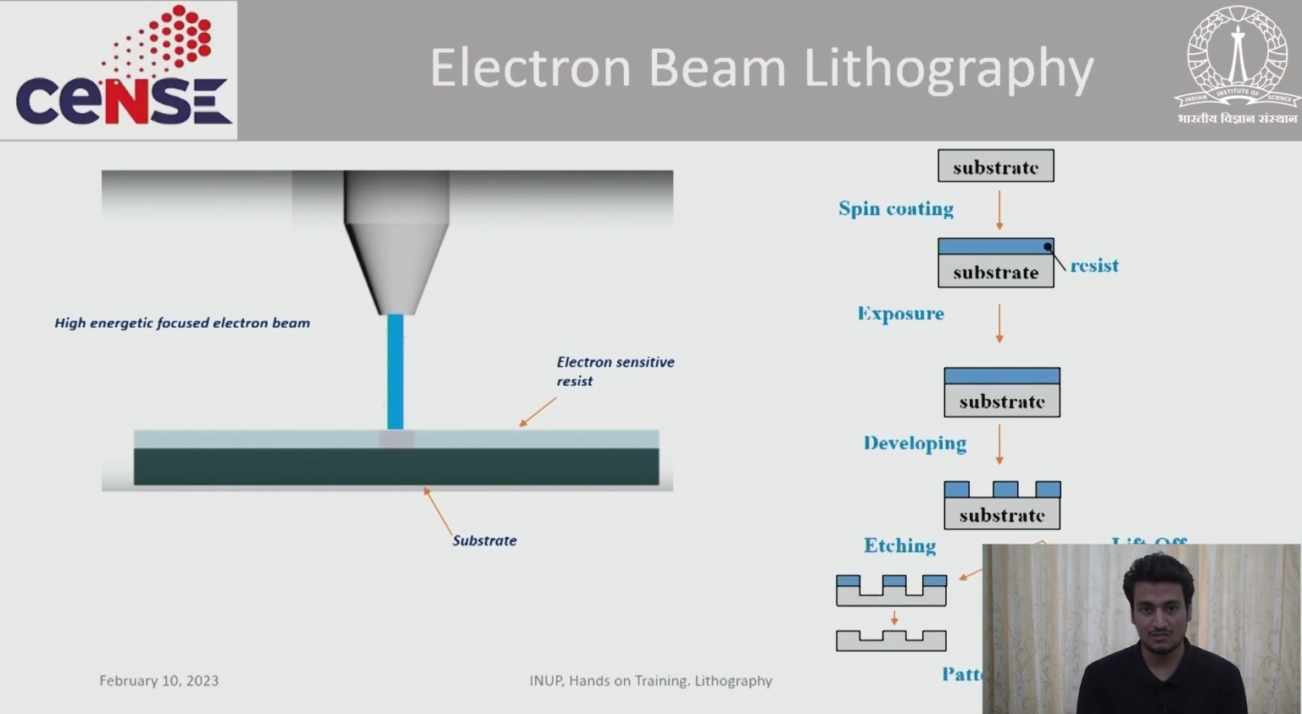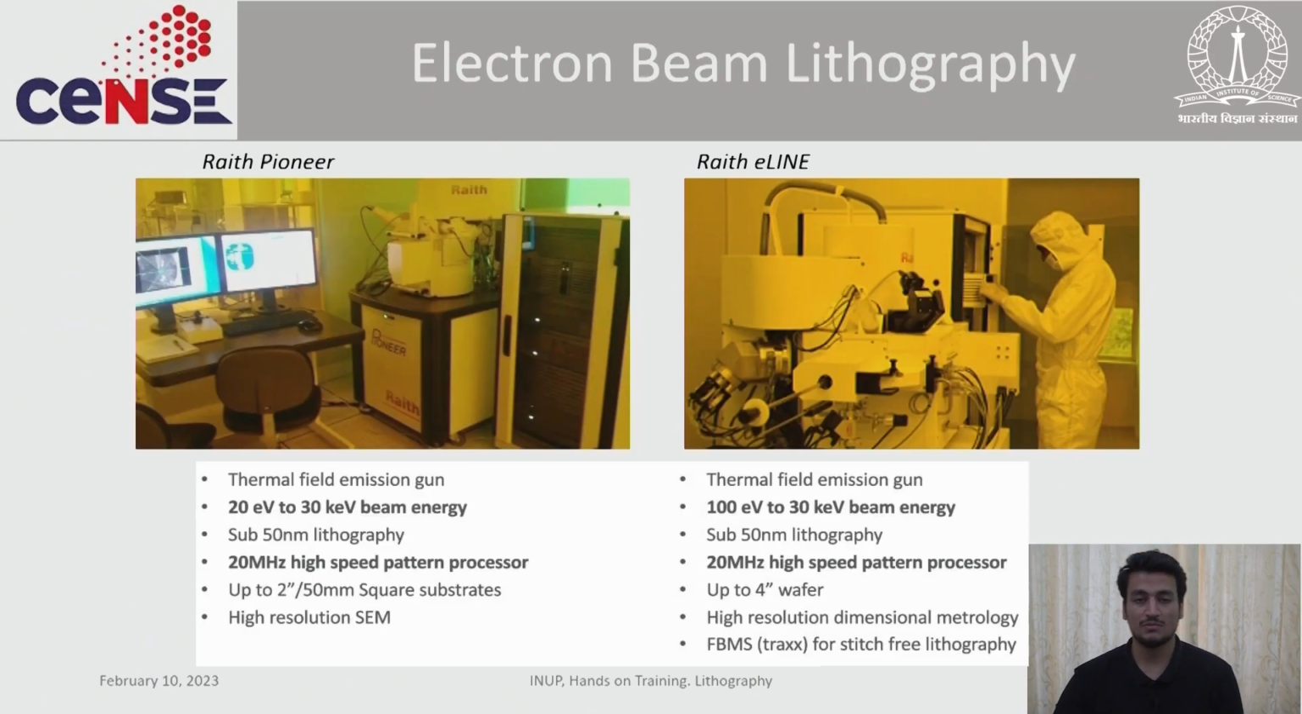we are getting the patterns after the development. Again, it depends upon the type of resist which we are using. If it's a positive resist, the exposed area will get developed, and the other area will stay there. For the negative resist, the exposed area will stay there, and the other area will get developed. For electron beam lithography, we have two tools, Raith Pioneer and Raith E-line. Both are 30 kV systems, and basically both tools have a high resolution SEM in them, so we can inspect the top surface of a sample. And the Raith E-line has FBMS mode.